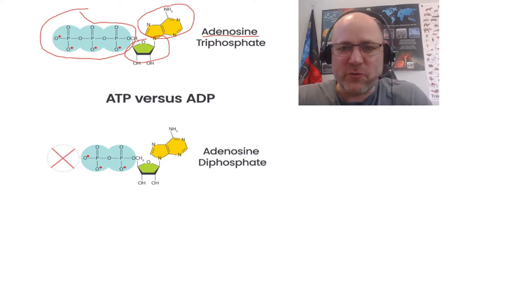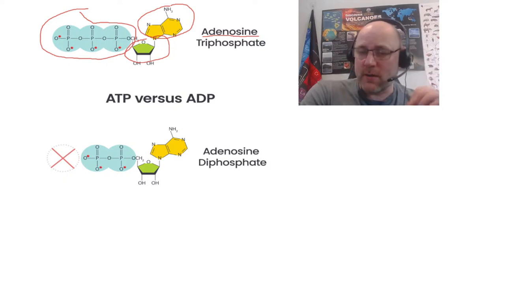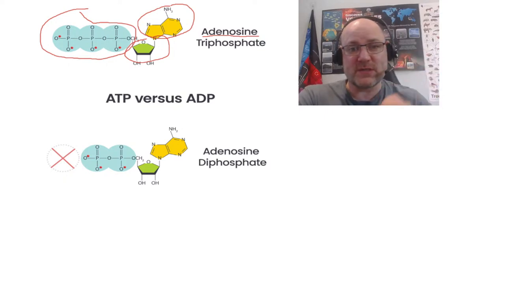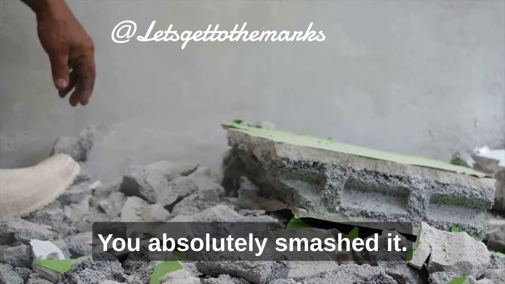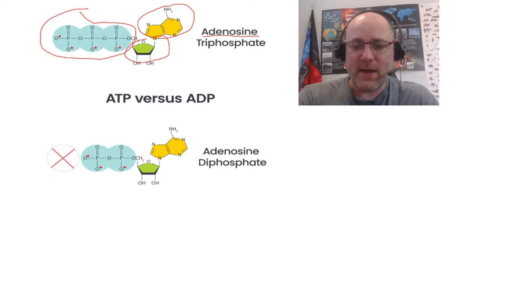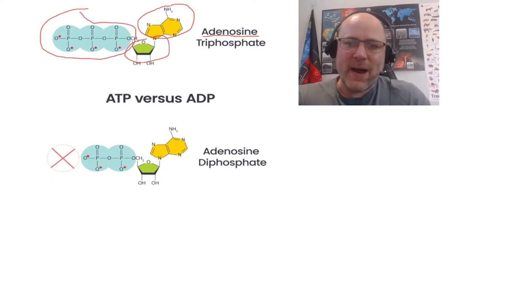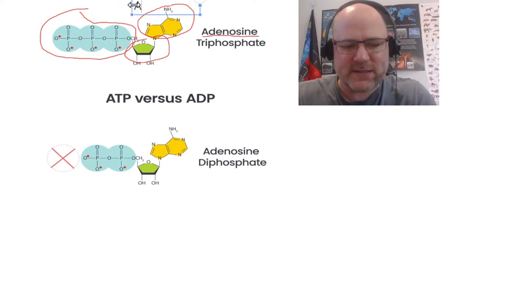Okay. Let's go through that. So the three separate bits, we have a base, a sugar, a ribose sugar specifically, and we have phosphate groups. So well done if you got those right. You absolutely smashed it. However, you might notice if we give them their specific names, there's something here that's a little unusual.